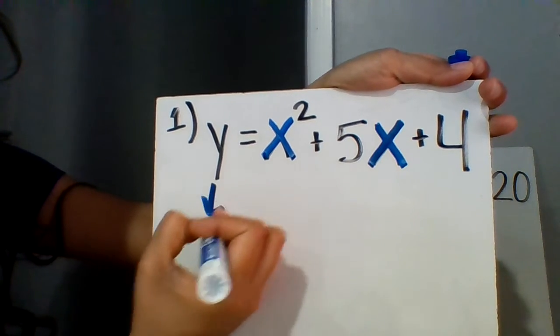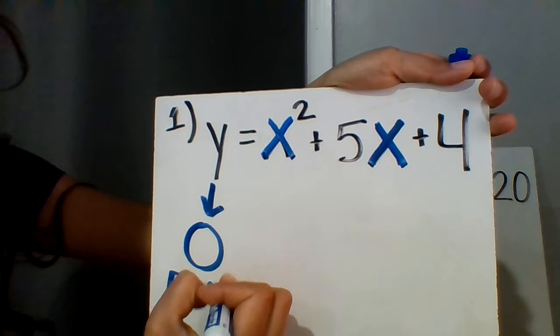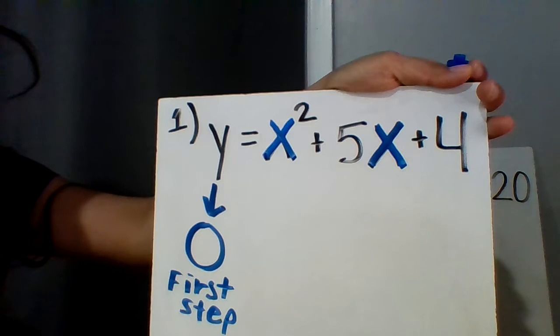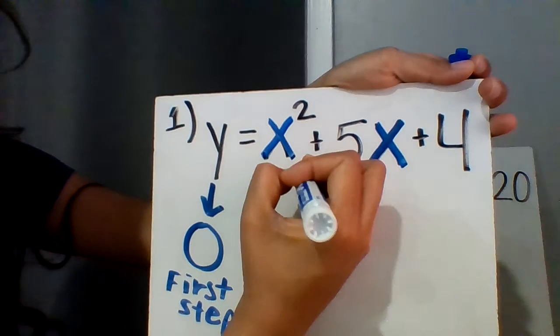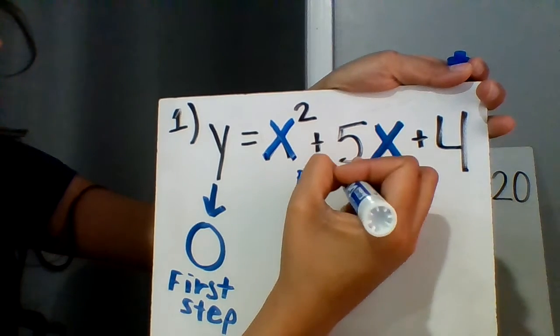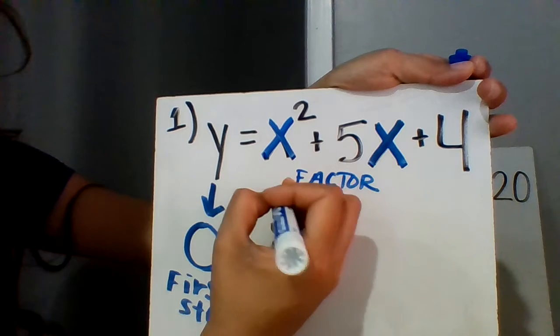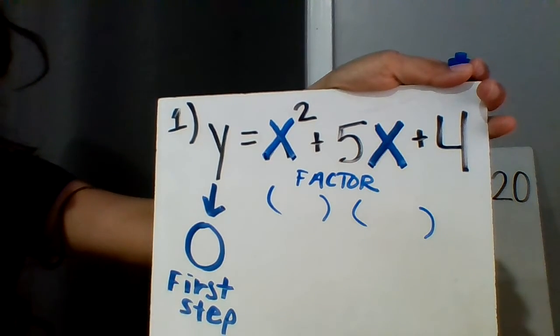So the first step is to make the y turn into a 0. That is your first step. And you're going to do that for all of these problems, always make the y equals 0. The next thing you're going to do is you're going to factor this. Okay, you're going to factor this trinomial. And you're going to end up with 2 pieces. That's your whole goal, to end up with 2 pieces.